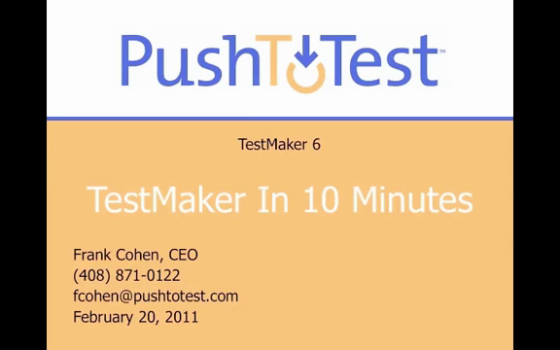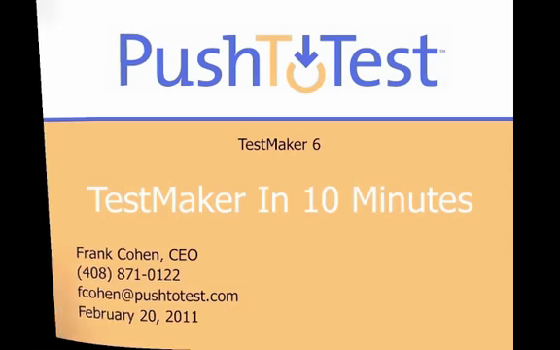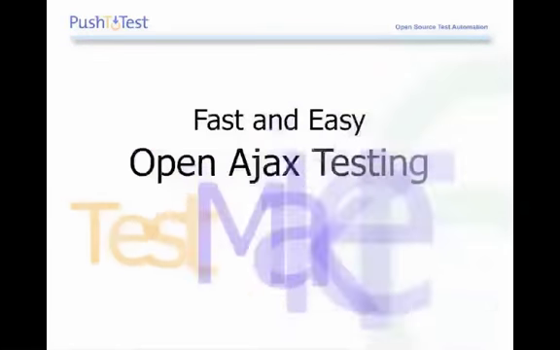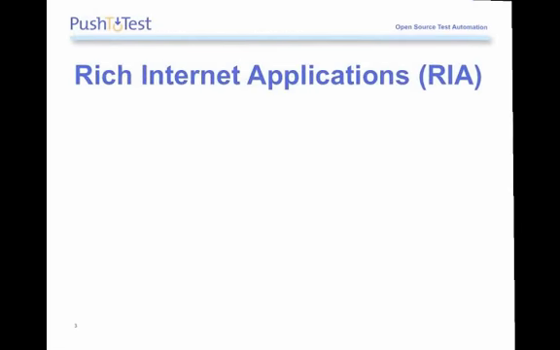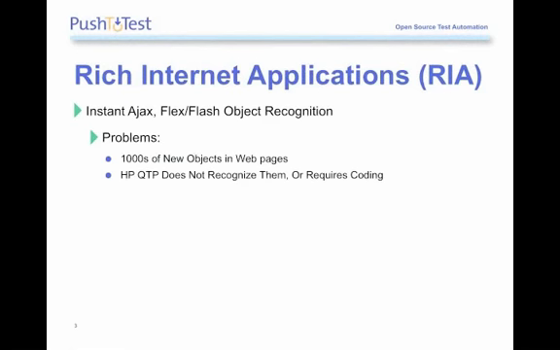I'm glad to show you the new TestMaker 6 in the next 10 minutes. TestMaker is an easy means to move from manual to automated testing of Ajax and Flex web applications. It records tests in the most popular browsers, Internet Explorer, Chrome, Firefox, and Safari. It then repurposes tests to be functional tests for smoke tests, regression tests, integration tests, load and performance tests, and business service monitoring.